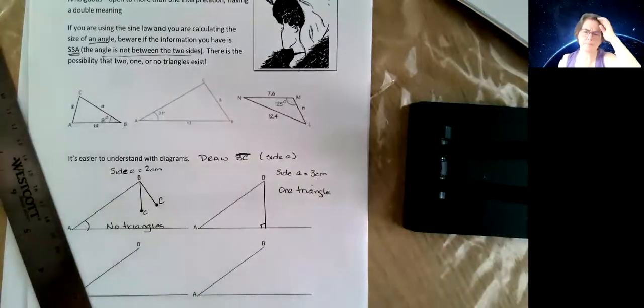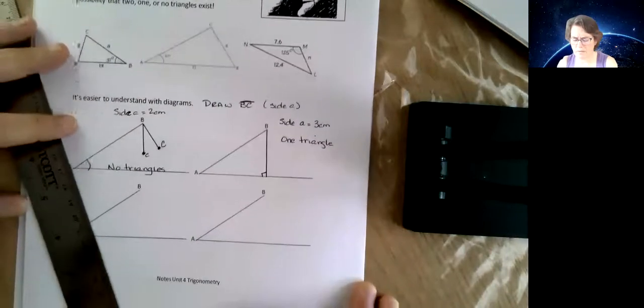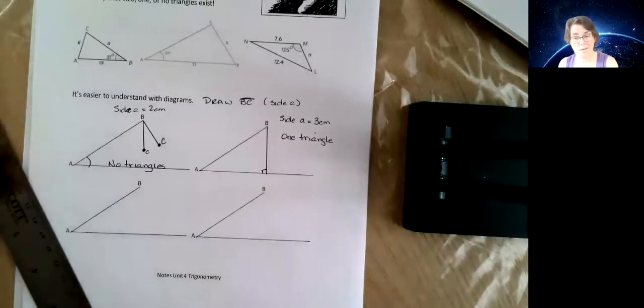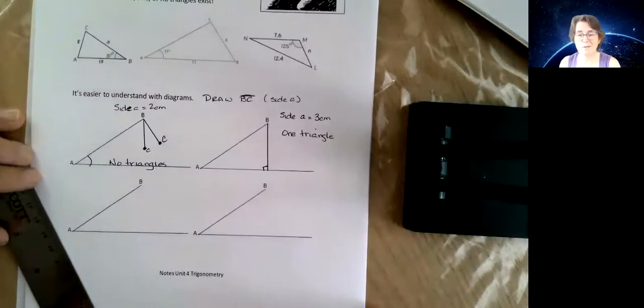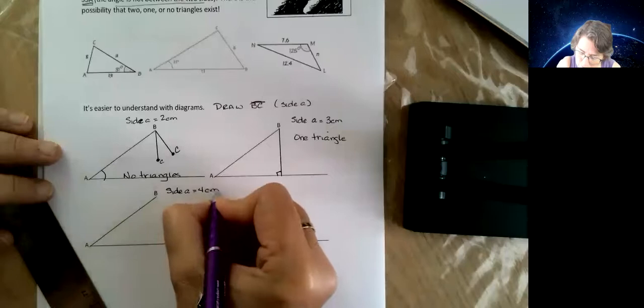Okay. How in the world do we get two triangles? Well, what if, I'm hoping I get this done. I hope this works, because otherwise I'm going to have to redo the video. Let's just say side A is equal to 4 centimeters.